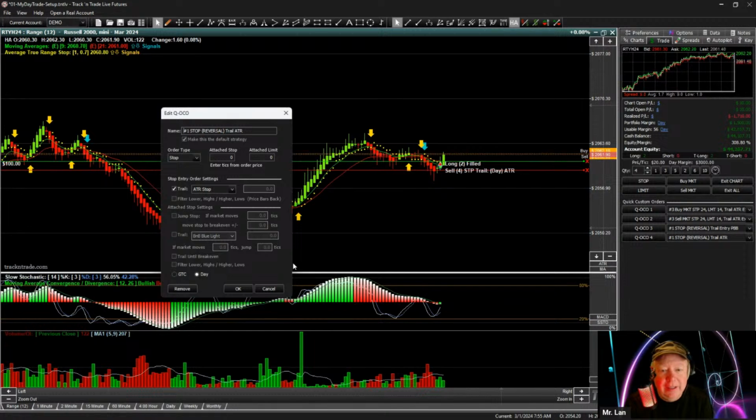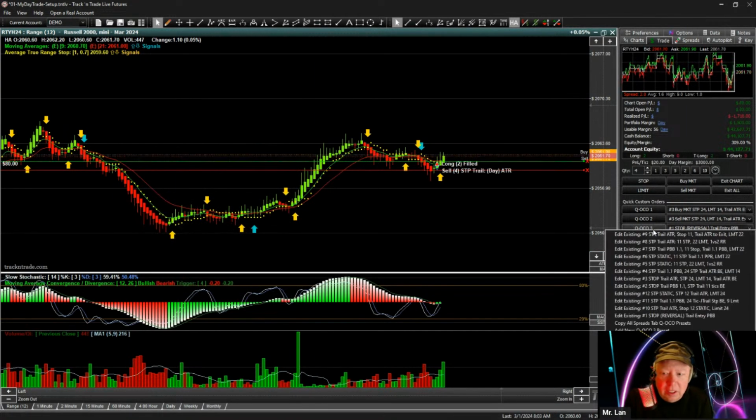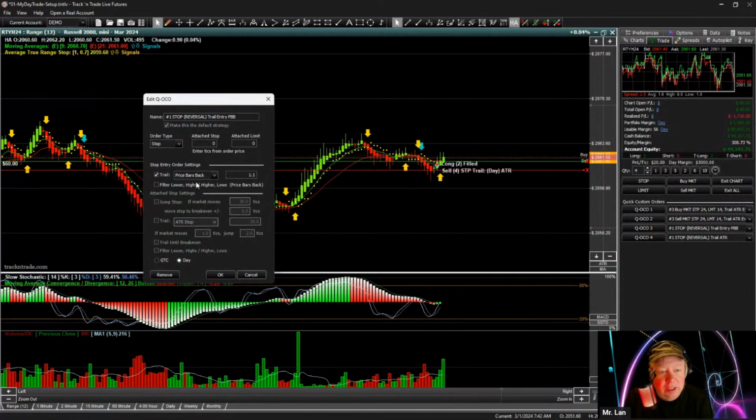Now, the whole idea of this is we do this on every single arrow, which hopefully you guys aren't doing. Just trade the arrows. I hope you're being a little bit more judicious about taking the arrows. But this is the setting that I have it set to do that. So this one's on the ATR, and sometimes we use this one here, which is the number 1, which is the exact same thing, only it's on price bars back.